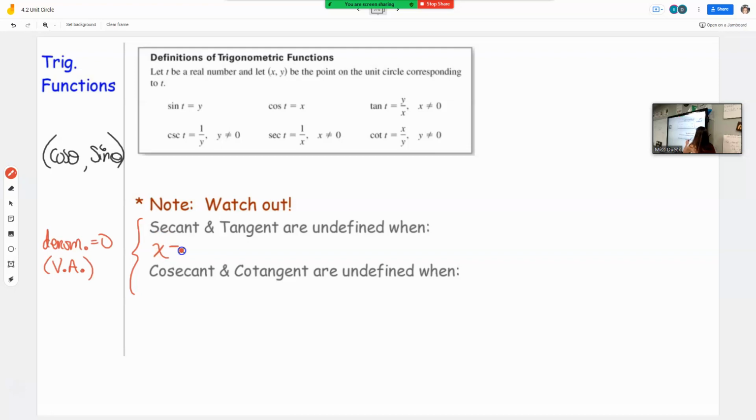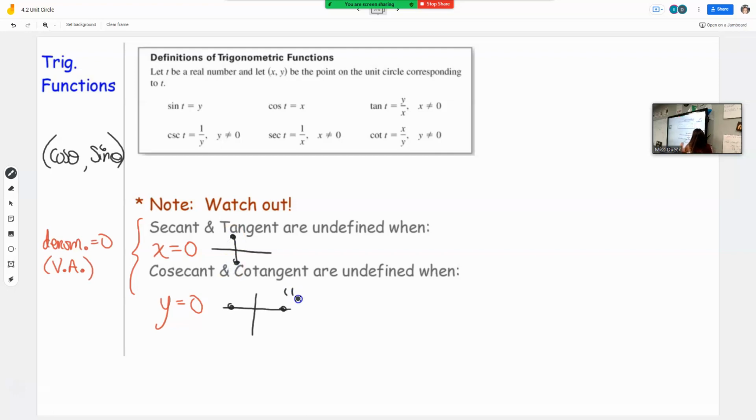So when x equals 0, which is on the y-axis, so here and here, secant and tangent are undefined at pi over 2 and 3 pi over 2. And cosecant and cotangent are undefined where y equals 0. So they're going to be undefined whenever I have an angle that lands on the x-axis, either at 0 or up high.